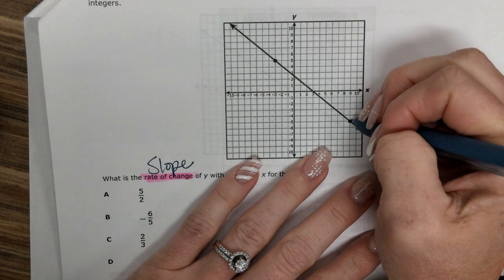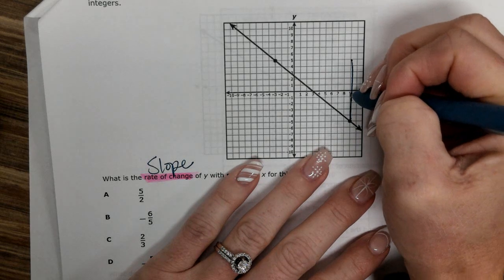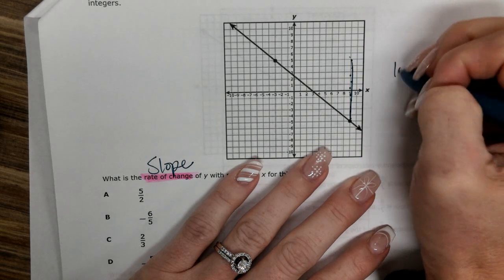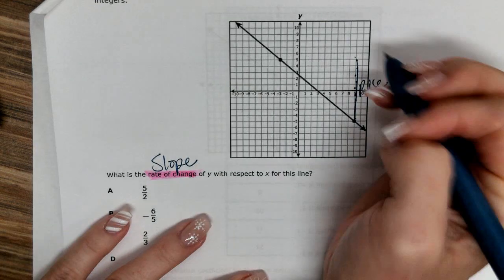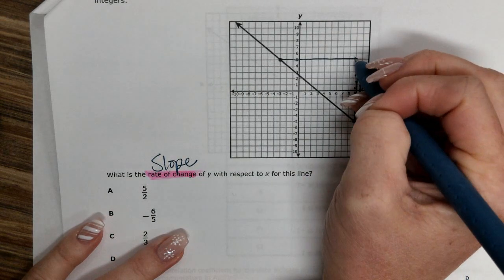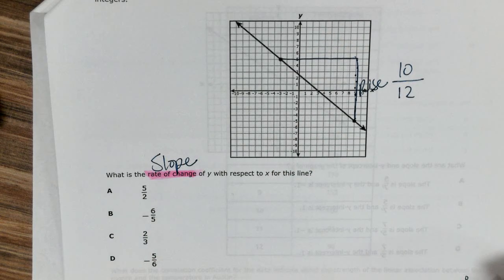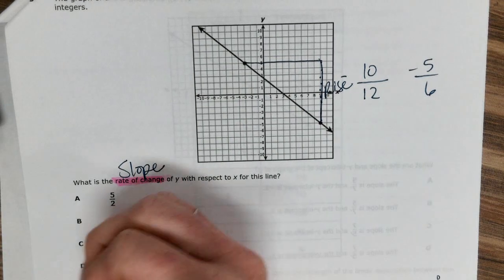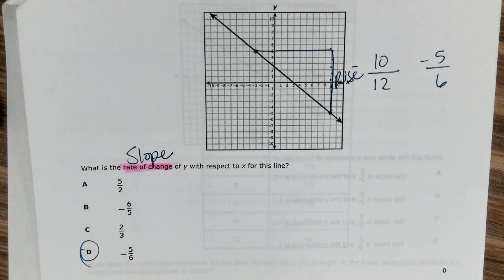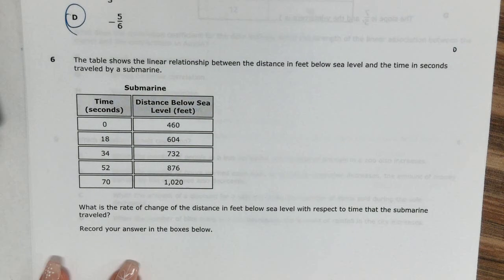So if I chose to use this dot and I rise all the way up to this dot, it's 1, 2, 3, 4, 5, 6, 7, 8, 9, 10. That is the rise because it's going up or down. And then the run goes left or right. So this is 9 plus 3, which is 12, I believe. And it's going down, so it's negative, and then I simplify to -5/6, which is D. Could you have also used stat? Yes, you would just have to write down the 2 coordinates. Yes? Everybody good? All right, number 6, what did it ask for?